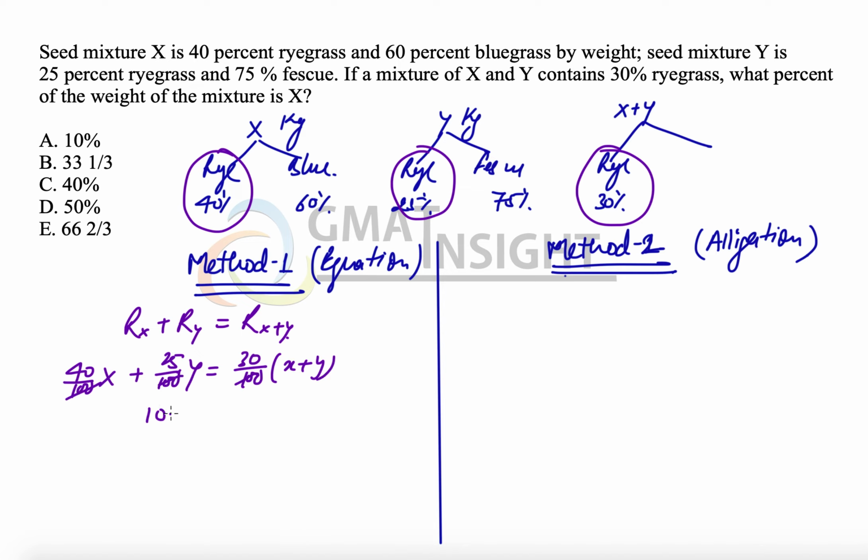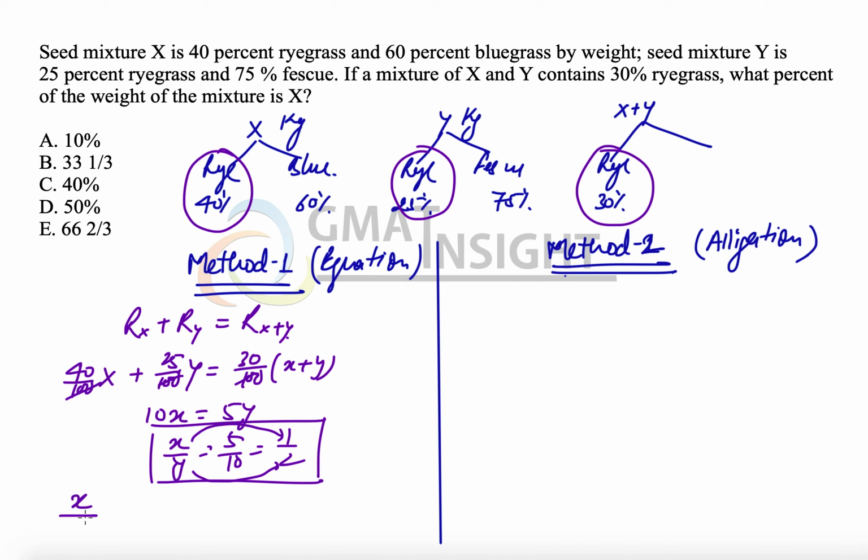If we simplify this, we get 10x is equal to 5y. That means x upon y is equal to 5 over 10, which is the same as 1 over 2. Let's read what the question is asking. What percent of the weight of the mixture is X? So if x is 1 kg, then y should be 2 kg. That means X as a percentage of the total weight of the mixture will be equal to 1 out of 3 times 100, and that will be equal to 33 and 1 over 3 percent, and therefore the answer to this question will be option B.